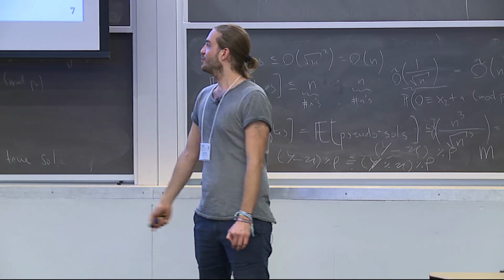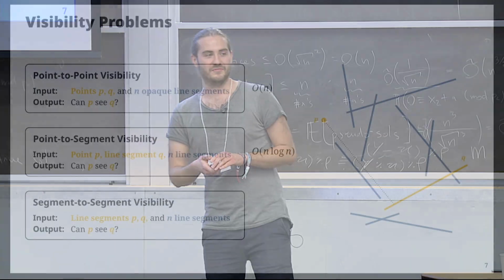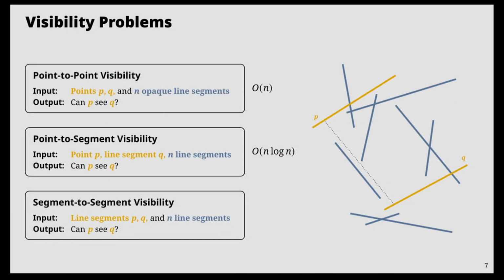Let's go to one more variant, segment-to-segment visibility. This time, p and q are both line segments. The question is whether some point on p can see some point on q.